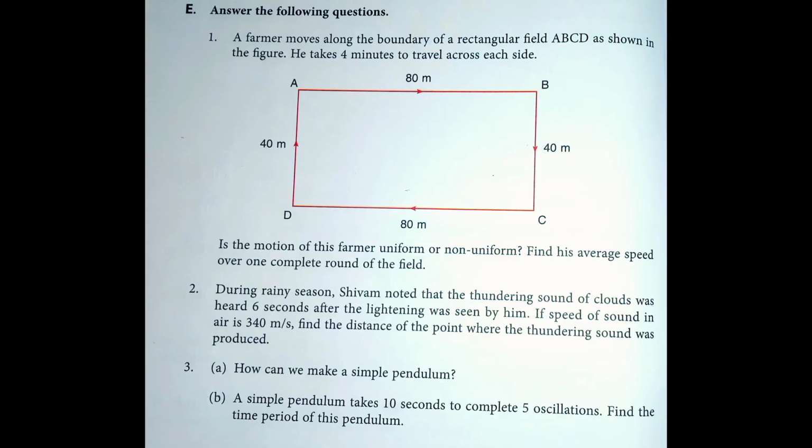Question number 3. A. How can we make a simple pendulum? B. A simple pendulum takes 10 seconds to complete 5 oscillations. Find the time period of this pendulum. Answer.